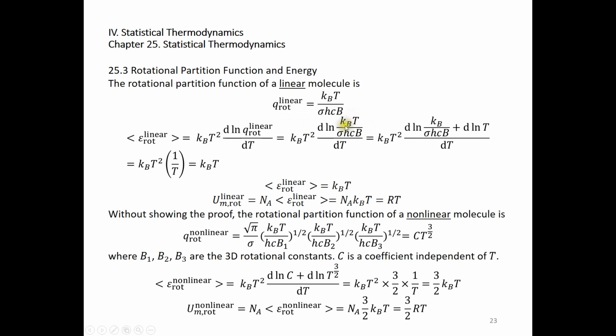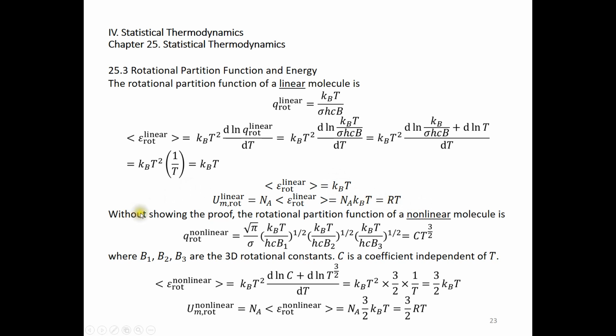q is kBT over sigma hcB, and this is a logarithm, so we can separate this logarithm into 2 different logarithms. One contains temperature, the other does not. This part does not depend on temperature, therefore we just need to evaluate d ln T over dT, that's 1 over T, and then the final result is simply kBT. For a linear molecule, the average rotational energy is simply kBT. The molar rotational energy is simply RT, because kB times the Avogadro constant is R.